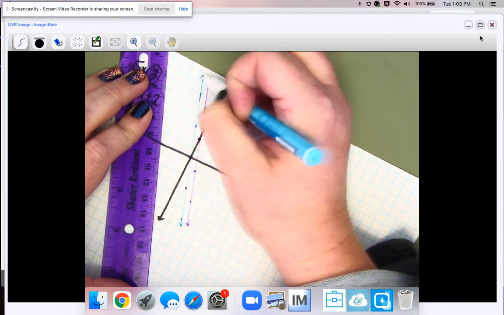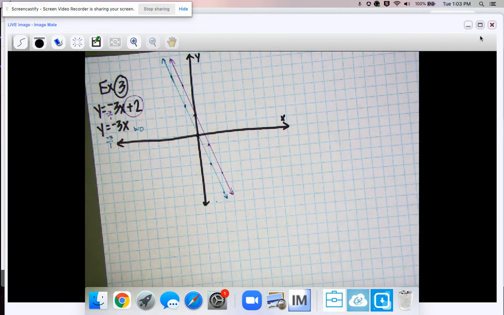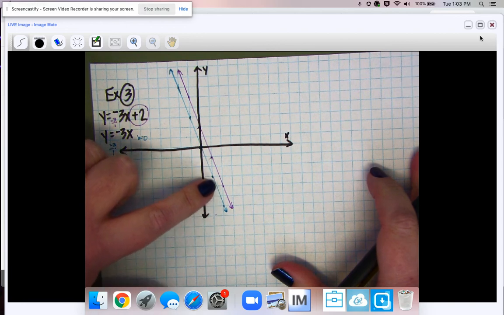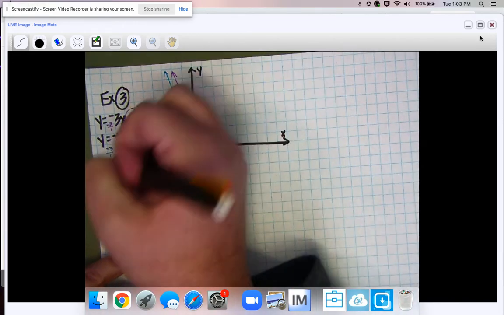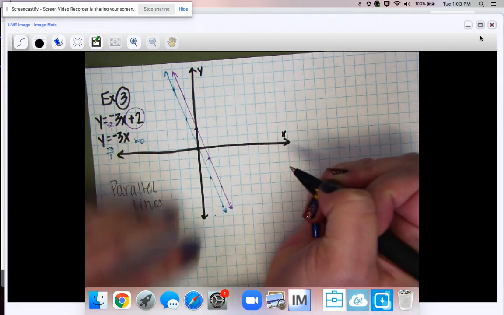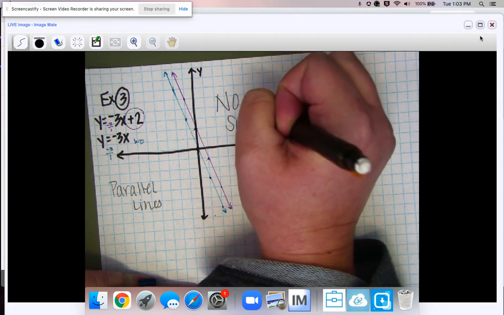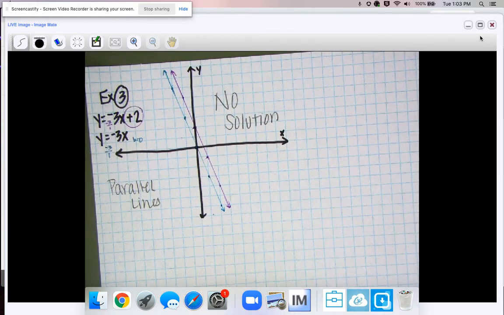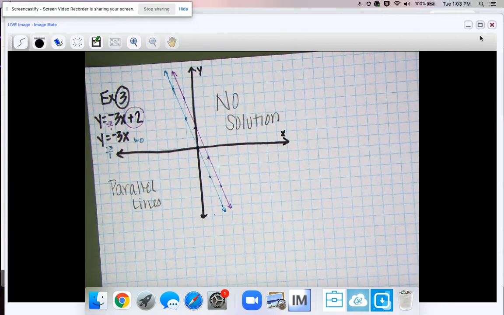And so I'm looking for the point where they cross, because the point where they cross is the solution. But I want you to notice that these lines do not cross. They also don't get any closer to each other or any further apart. So these are actually parallel lines. And parallel lines never cross. So that means that there is no solution. There is not a single ordered pair that would work to make both of these true statements because they never cross.